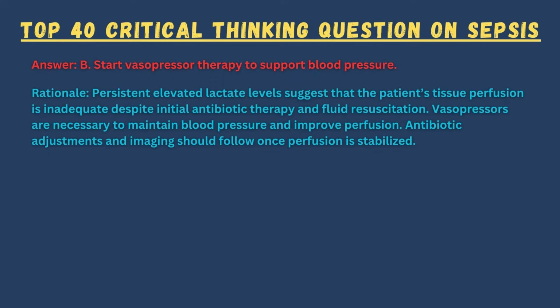Rationale. Persistent elevated lactate levels suggest that the patient's tissue perfusion is inadequate despite initial antibiotic therapy and fluid resuscitation. Vasopressors are necessary to maintain blood pressure and improve perfusion. Antibiotic adjustments and imaging should follow once perfusion is stabilized.